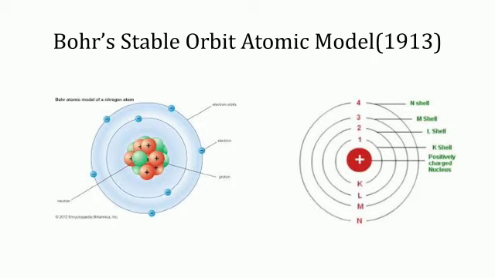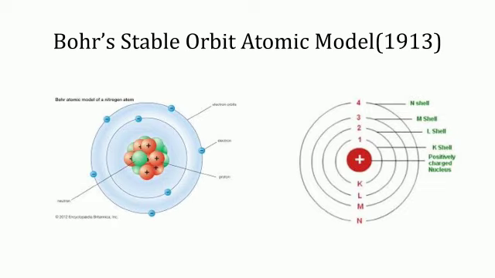Third, when an electron jumps from an inner orbit to an outer orbit, it absorbs energy equal to the difference of its energy levels, and when it jumps from an outer orbit to an inner orbit, it emits energy equal to the difference of its energy levels. It means the change in energy occurs when the electrons jump from one energy level to another.